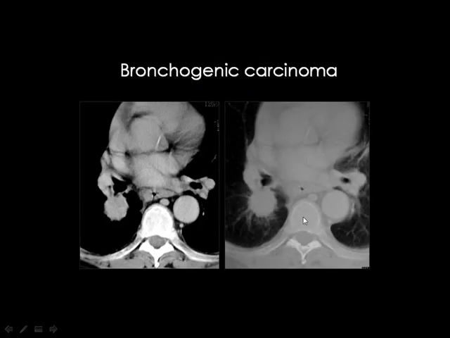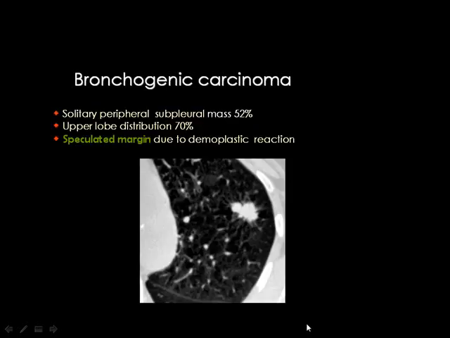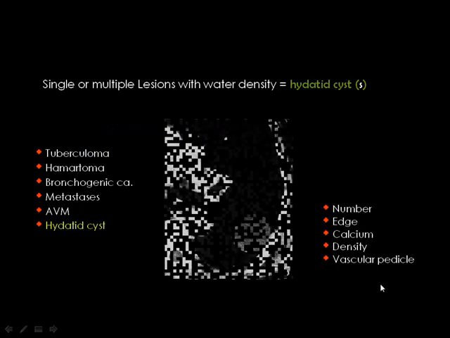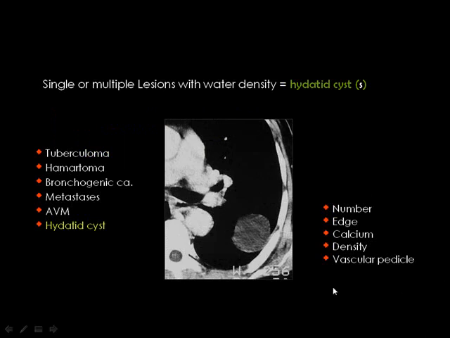Then this is the nodule in the right lung base, and you can see the spiculated margin in the lung window of this CT scan, diagnostic of bronchogenic carcinoma. And this is also the classic appearance of bronchogenic carcinoma with a spiculated margin by CT. Then if you see a nodule with water density, you know that this is hydatid cyst.